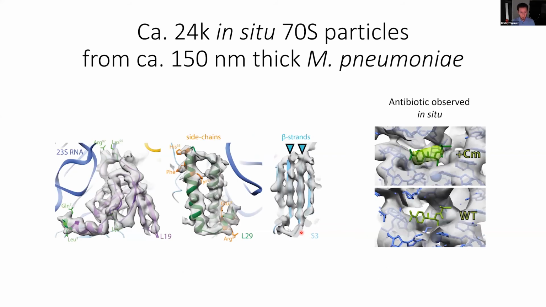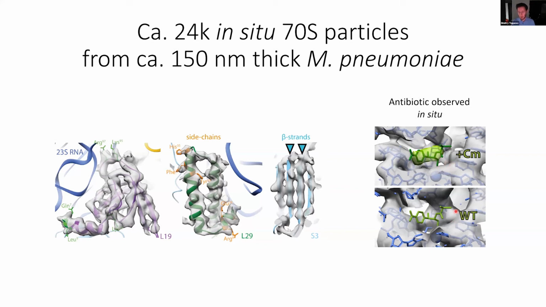Now to prove that this is in fact 3.7 angstrom, here are some details. And I think they all live up to the resolution we claim. And one particularly interesting thing here is that they stalled those 70S ribosomes with chloramphenicol. And at this resolution, we were able to observe this chloramphenicol molecule directly inside the map.